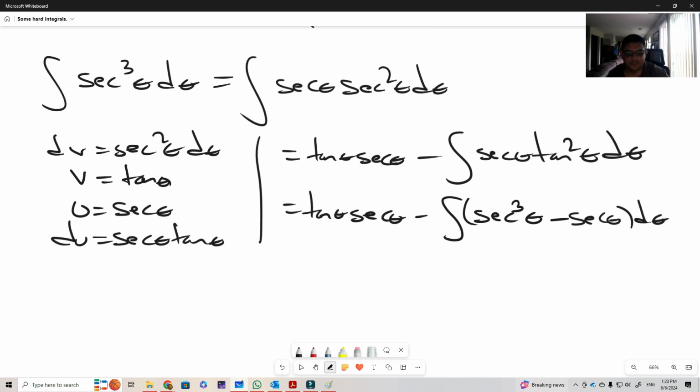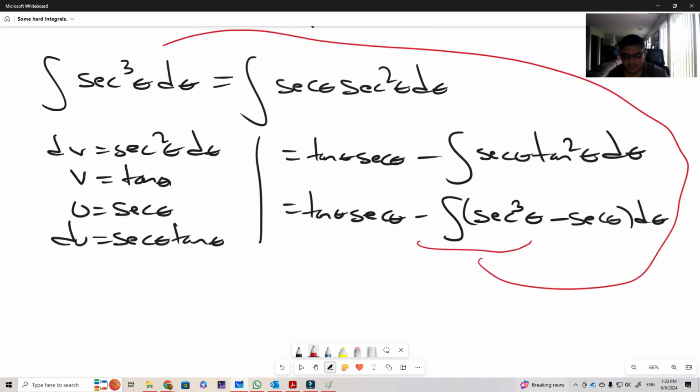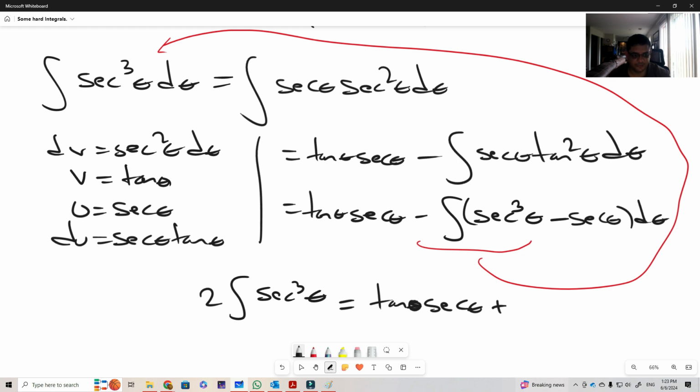And so what happened is that because I have this secant cubed here with a negative, I can take this piece and take it to the other side. And so what I'm going to have now is that twice the integral of secant cubed of theta is equal to what? Tangent of theta secant of theta plus the integral of secant of theta d theta.